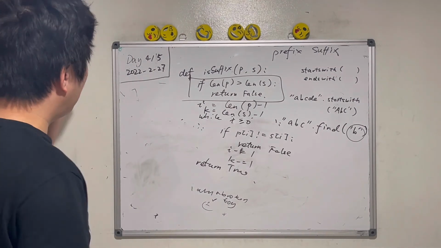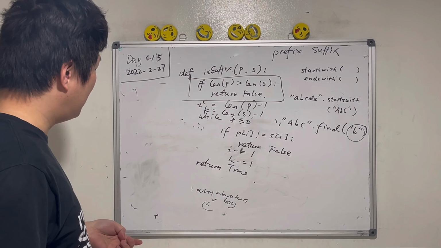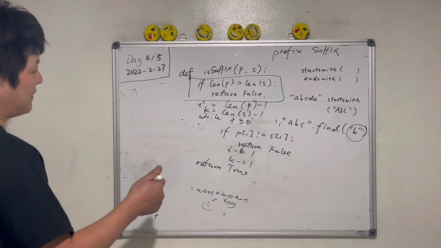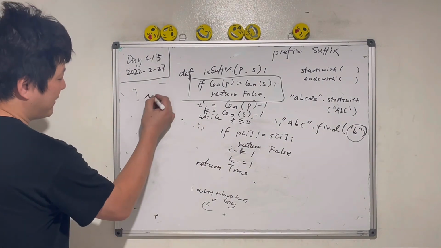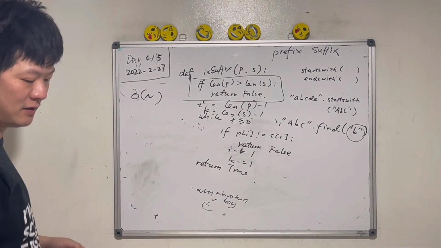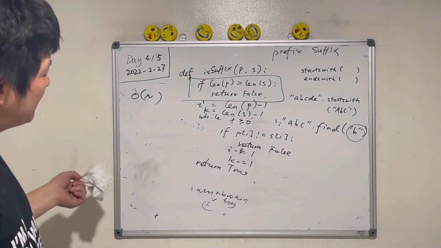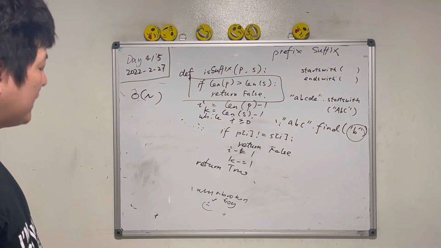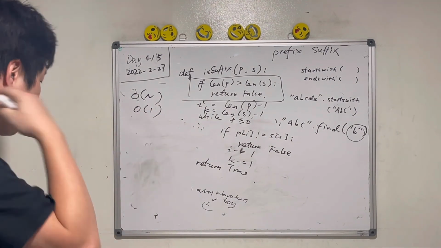Okay, so now this is it. The time complexity is still the length of the prefix or suffix here. If it's n characters, that will be O(n), right? Space complexity, we are not using any additional linear space, so the space complexity will be O(1). Yeah?